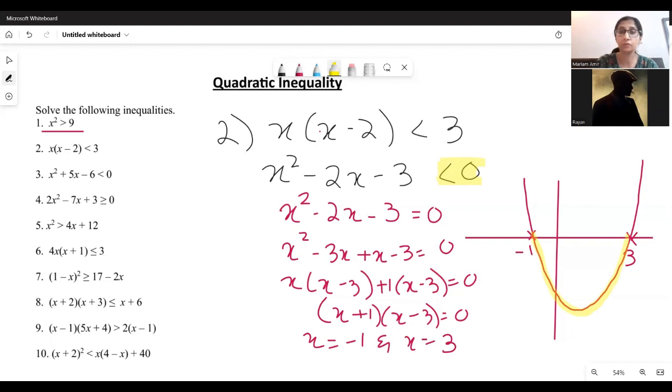So our final answer would be, can you tell me the answer? This we would write x in the... X is between 3 and minus 1 now, because this is the region. Yes, x is between 3 and minus 3.